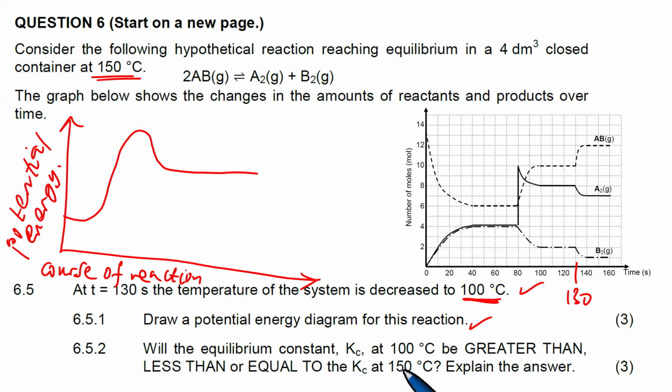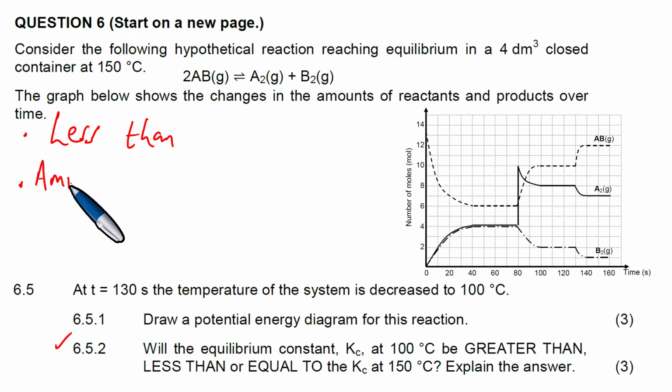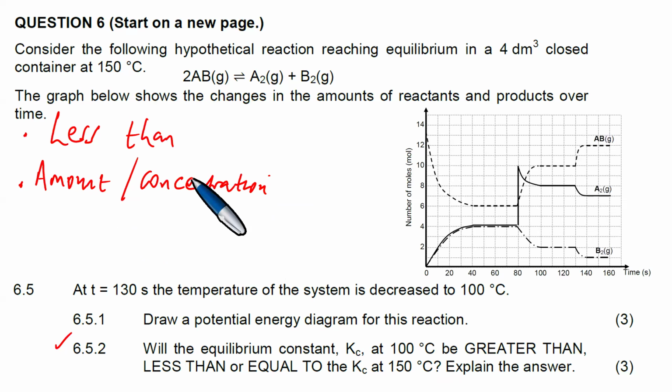Okay, this is very important. What is going to happen to the Kc? Right, so let us look at 6.5.2. If you look at 6.5.2, we know that now we're looking at the Kc. It will be less than, to be less than the amount, concentration of products.